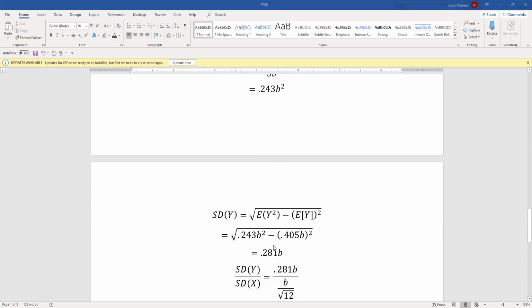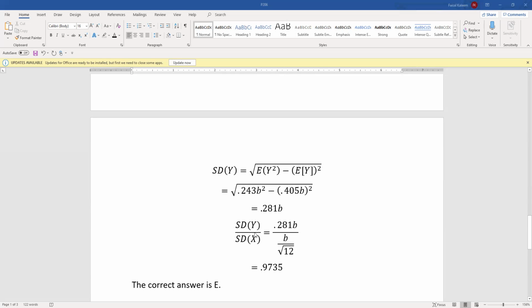So now we are in the position to get the standard deviation of Y. That's E of Y squared minus (E of Y) squared, square root. And E of Y squared was 0.243B squared, E of Y was 0.405B. So you first square this one, and then you subtract these two, and then you take the square root, and you get 0.281B.